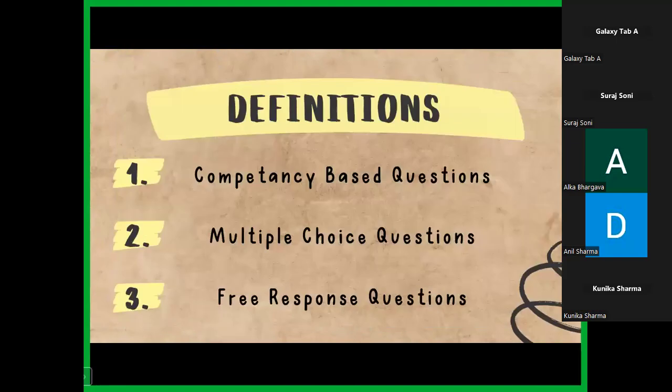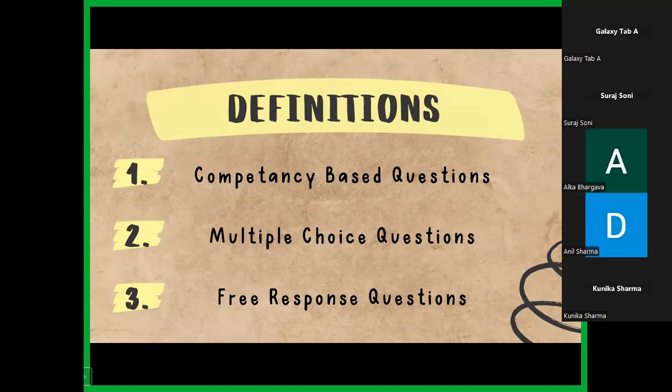Now moving on, what we have discussed so far is the designing of the question paper. The more important aspect is the development of the question paper. Now, development of the question paper basically would include how to develop the items. And when I say items here, I mean the questions. So we've discussed that the designing part says that we need to have 3 kinds of questions: competency-based questions, multiple choice questions, and the free response questions.